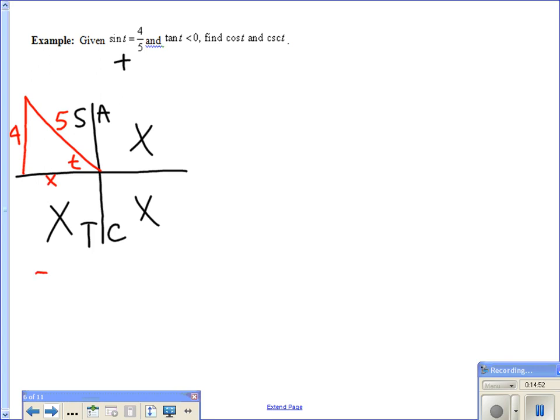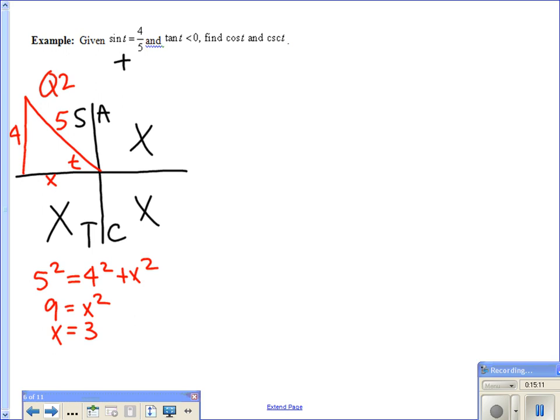So we have the hypotenuse squared equals 4 squared plus x squared. So 25 minus 16, so 9 is equal to x squared. So x would be equal to 3. But if you get 3, look at what quadrant you're in. You are in quadrant 2.